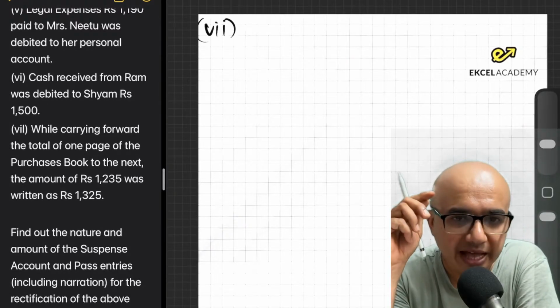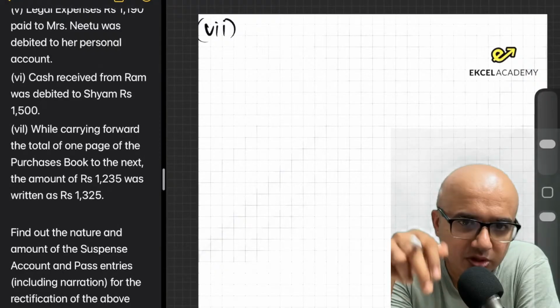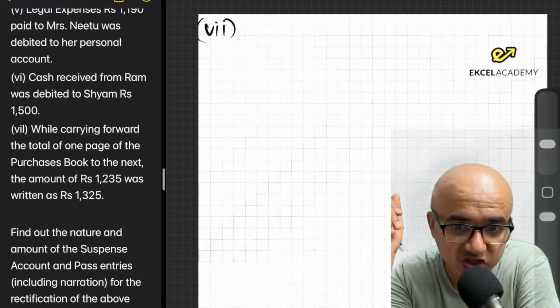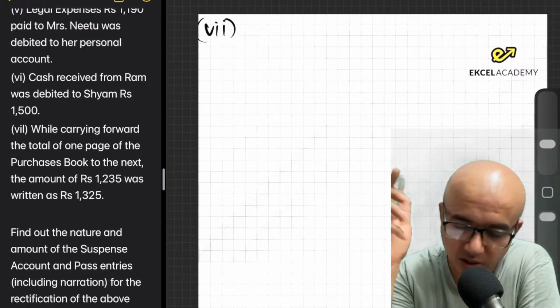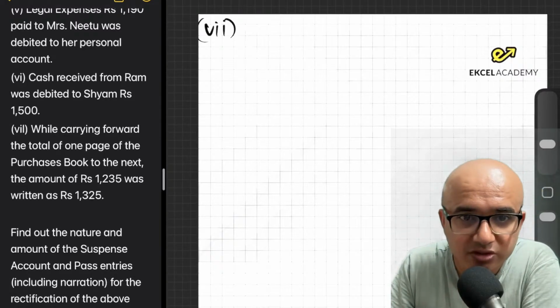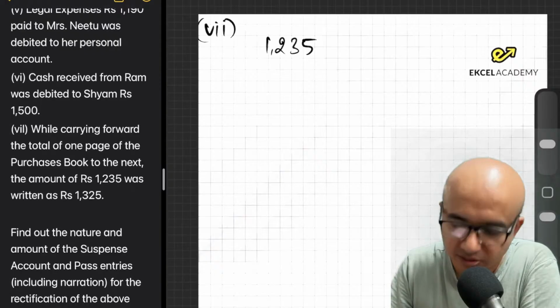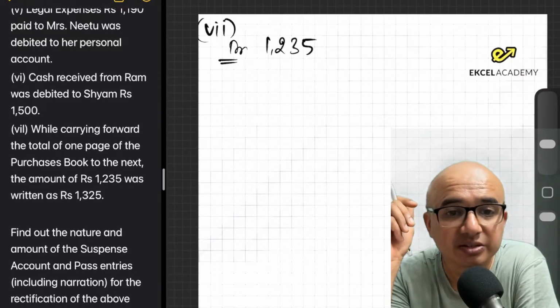While carrying forward the total of one page of the purchase book to the next, the amount of rupees 1235 was written as 1325. That means overcast of purchase book. That means they've increased the balance of purchase. Increasing the balance of purchase means the debit balance is more now. The correct total was 1235. Purchase book will always have a debit balance because it's an expense.